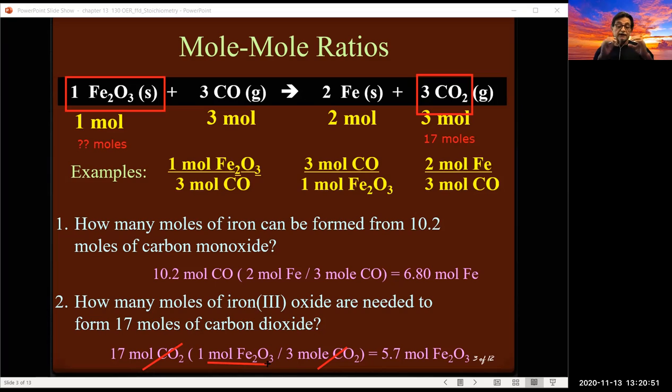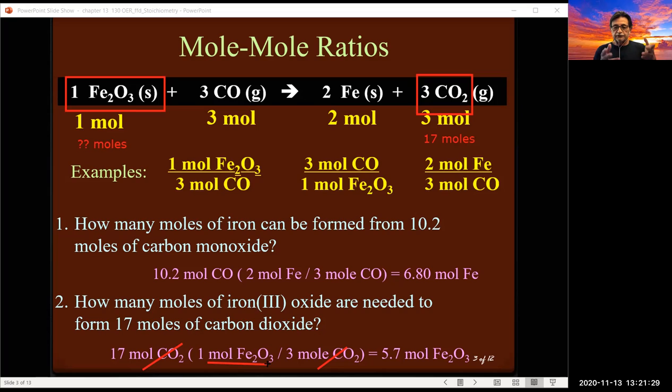And so in order to make 17 moles of carbon dioxide, I need to start off with 5.7 moles of iron 3 oxide, is what we just calculated. And this is the reaction that occurs that we can do in the lab in small scale, or if we have an industrial plant, if for some reason this is how we want to make carbon dioxide and iron, by taking iron 3 oxide and treating it with carbon monoxide, we can do this in industrial size, big old industrial plant.